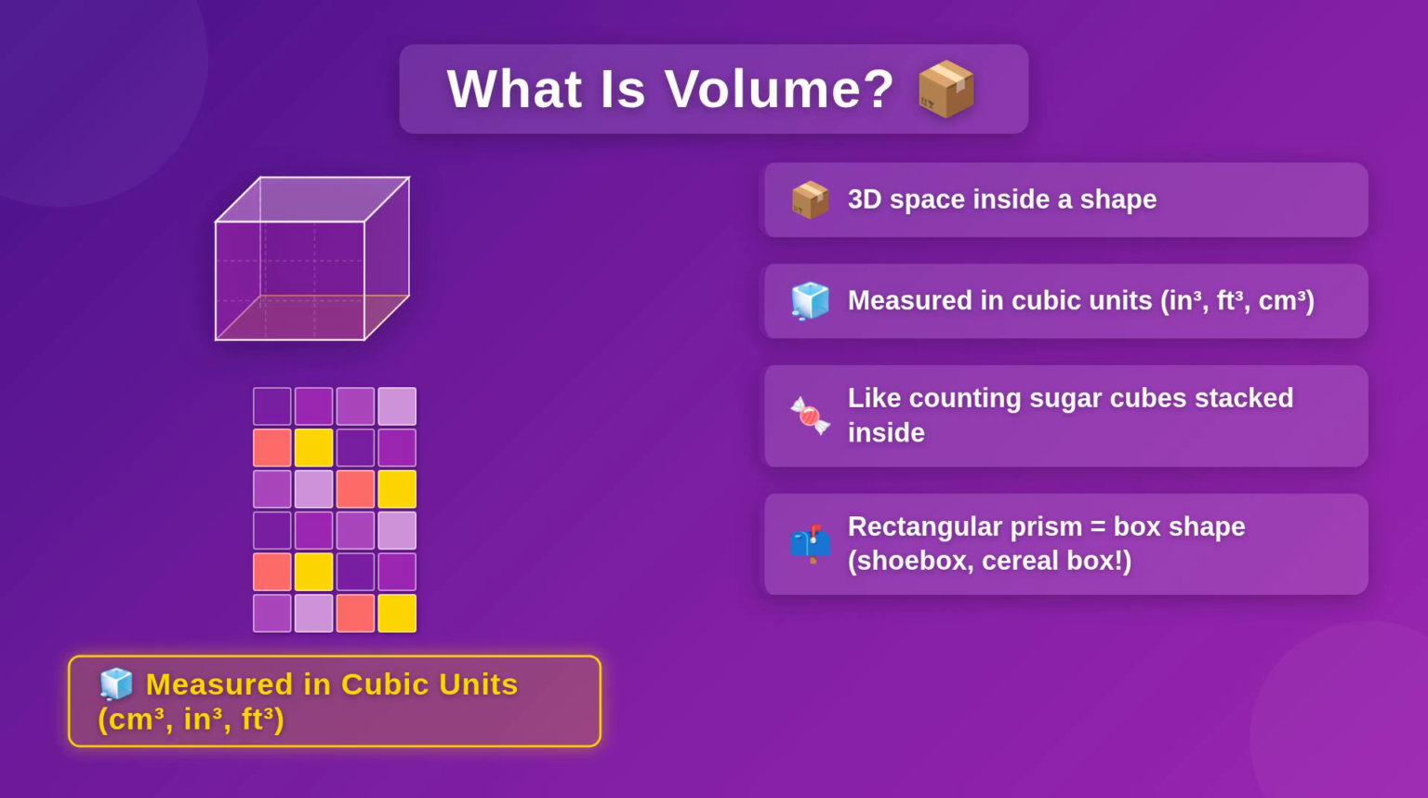And a rectangular prism is just a fancy name for a box shape, like a shoebox, a cereal box, or Maya's wooden project box. 3 pairs of rectangular faces, all right angles. You've seen these your whole life.